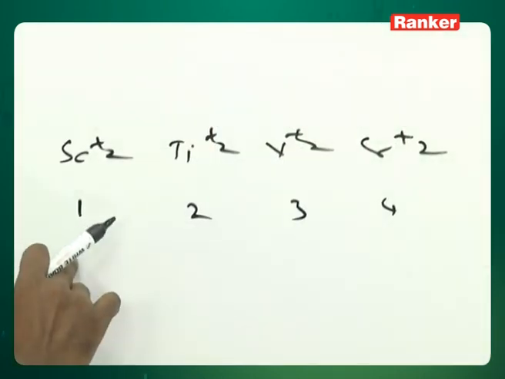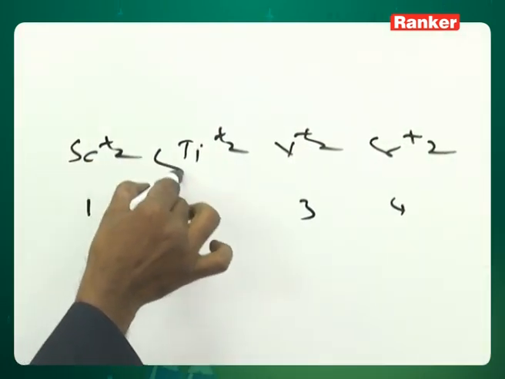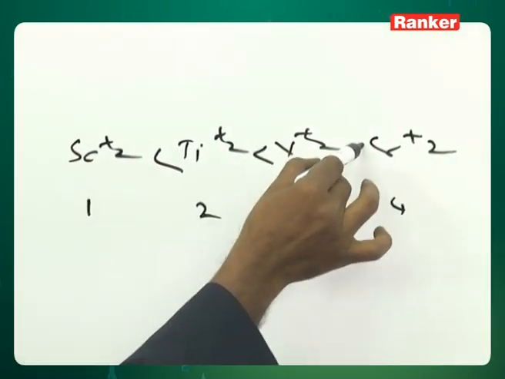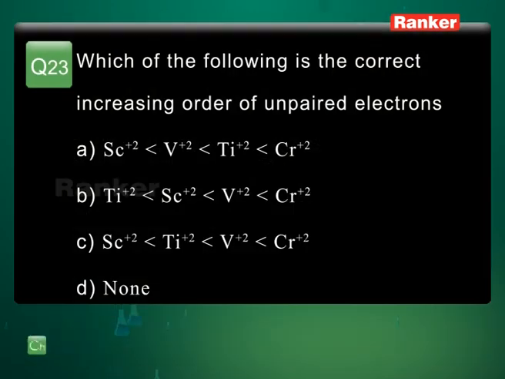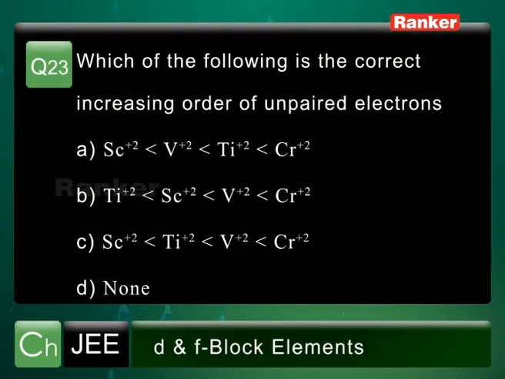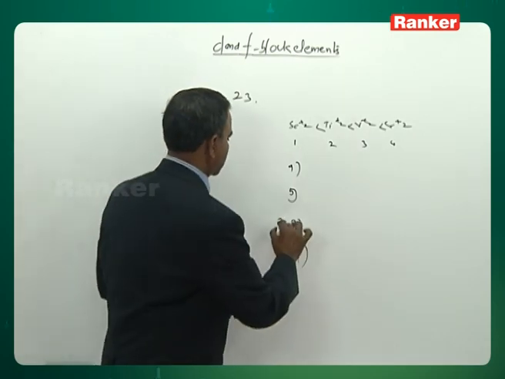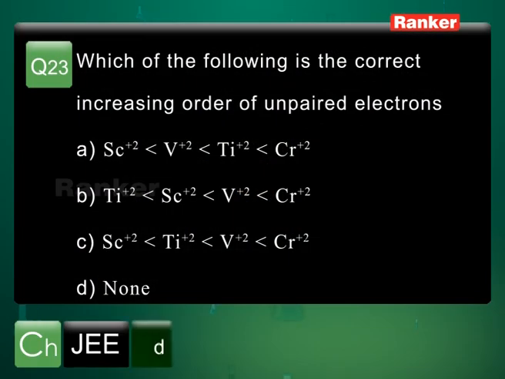So scandium plus 2 is actually less than this, less than this, less than this. This is our answer. Check the options now, which is correct. Among options A, B, C, D, let us check where this particular answer is suitable. Scandium plus 2 is less than titanium plus 2, vanadium plus 2, chromium plus 2. See, this is the answer. Answer C is the correct one for this.